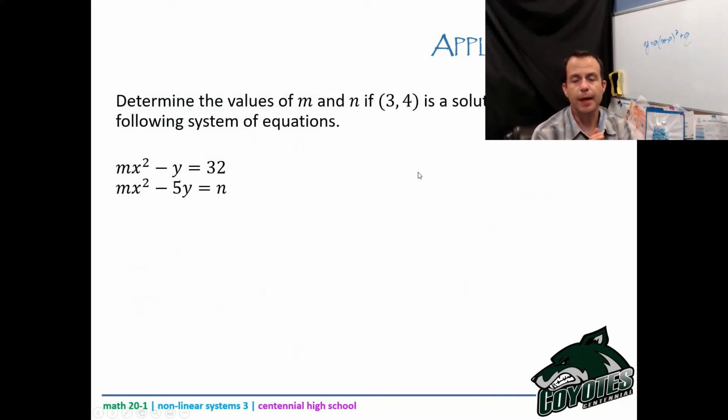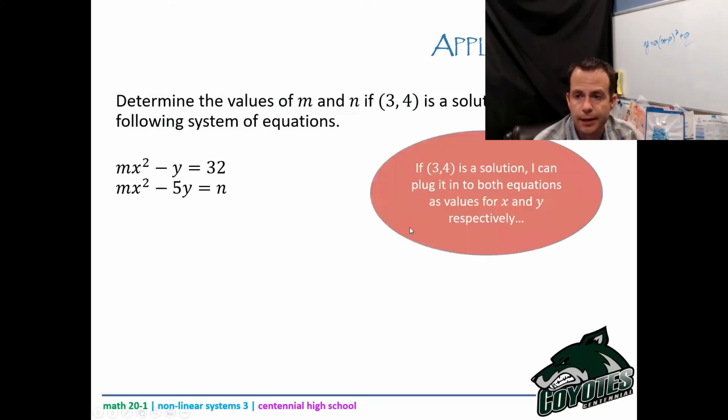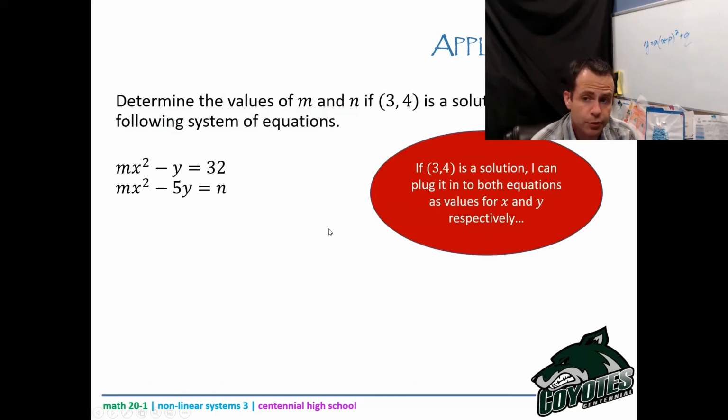Determine the values of m and n if (3, 4) is the solution to the following system of equations. Okay, well, if I gave you the solution (3, 4), that's the value for x and for y that work in both of those equations. So that means for both of those equations, you can plug in 3 for x and 4 for y. Well, okay, so let's just say that in our note. If (3, 4) is a solution, I can plug it into both equations as values for x and y respectively.